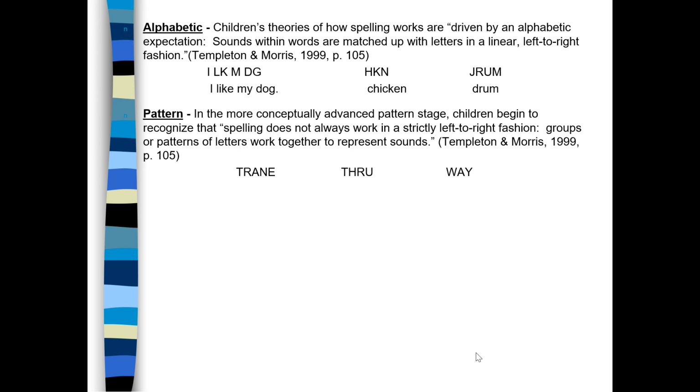Think of the word through. And if a student hasn't learned the pattern O-U-G-H yet, and they needed to spell the word through, they may spell it with the sound that they know, the letter U. And then way, which could be tricky if they didn't know the GH pattern at the end of way.